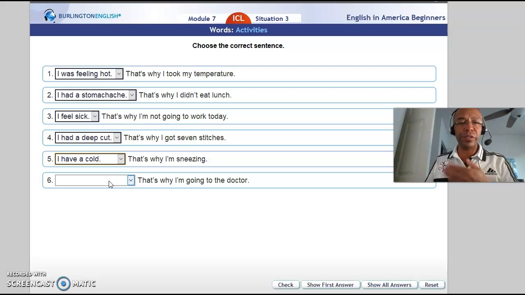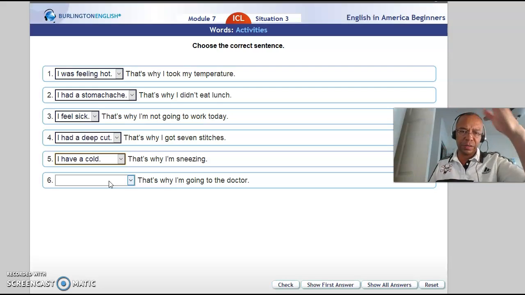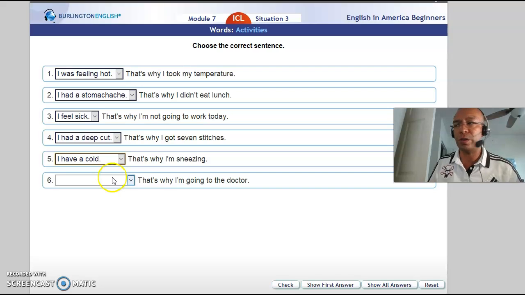A cold is when you have a fever sometimes, or when you're congested in your nose and you sneeze or cough a lot. It's a cold. That's why I'm sneezing.